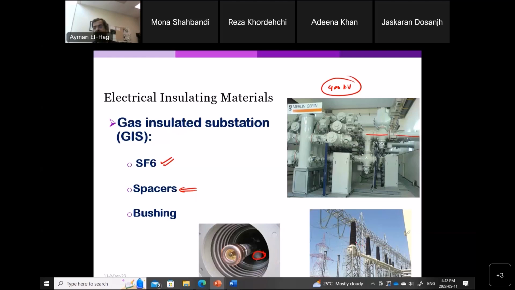Also, we have the bushings. Bushings act like in transformers. So in transformers, as we have the air, we have the creepage distance, same thing here for the bushings of the GIS system.